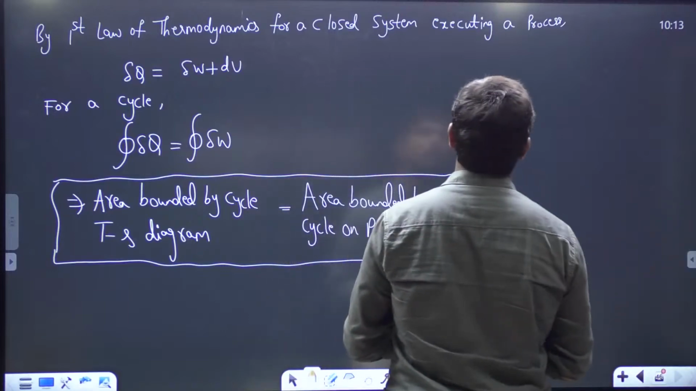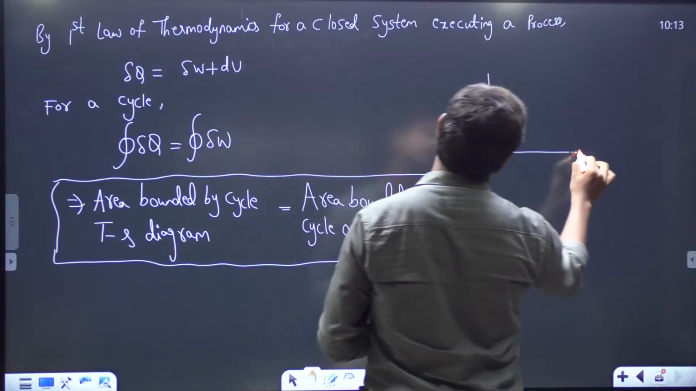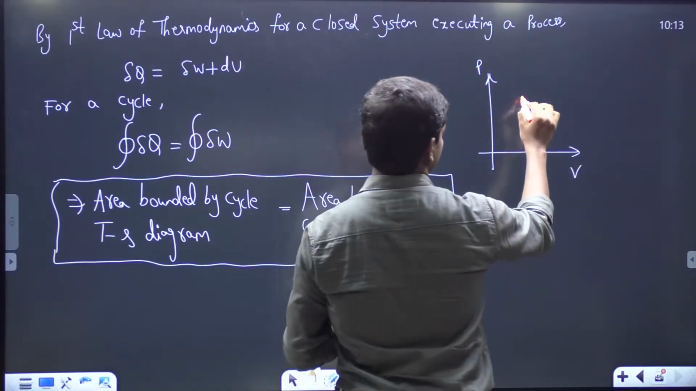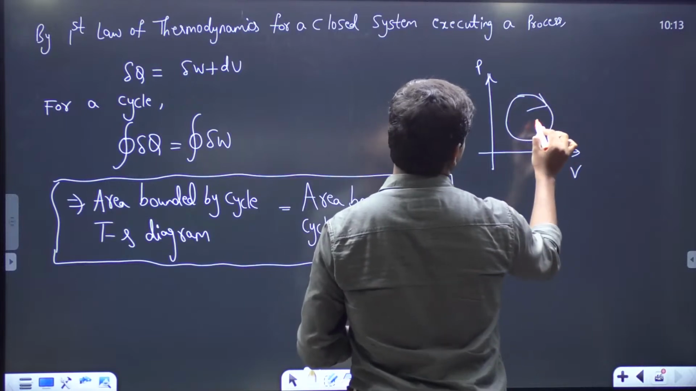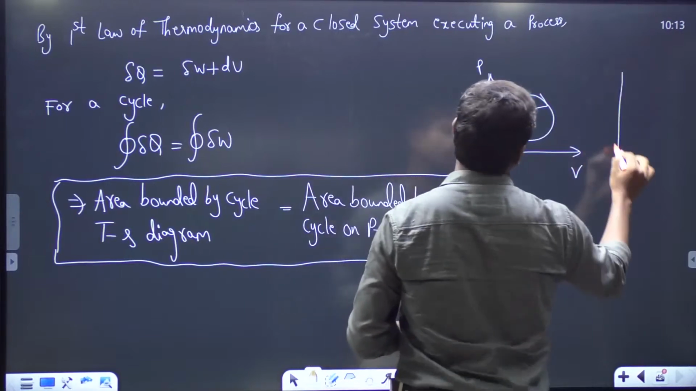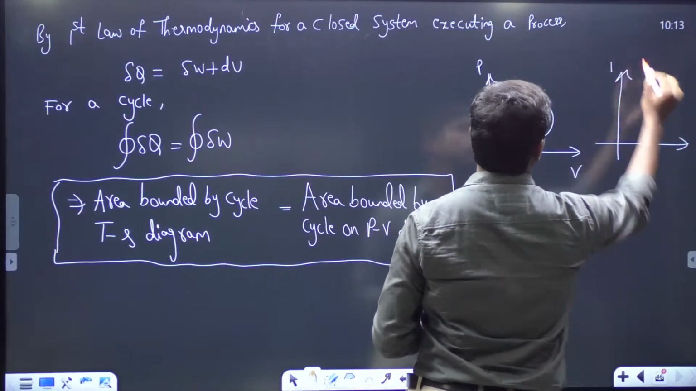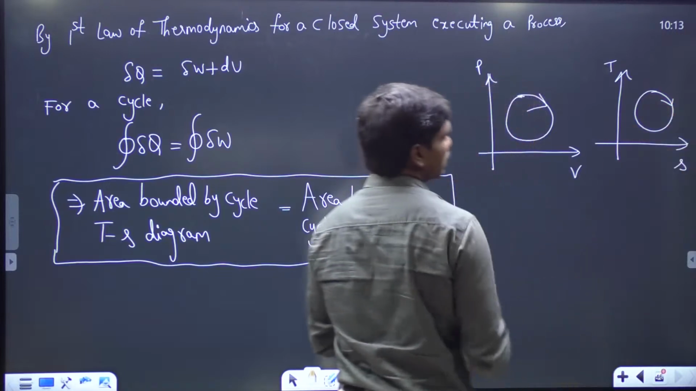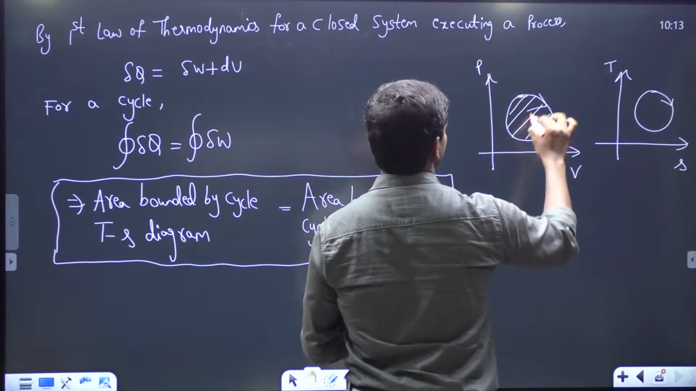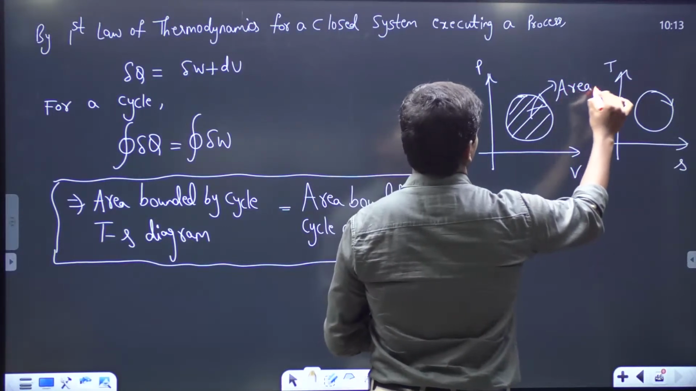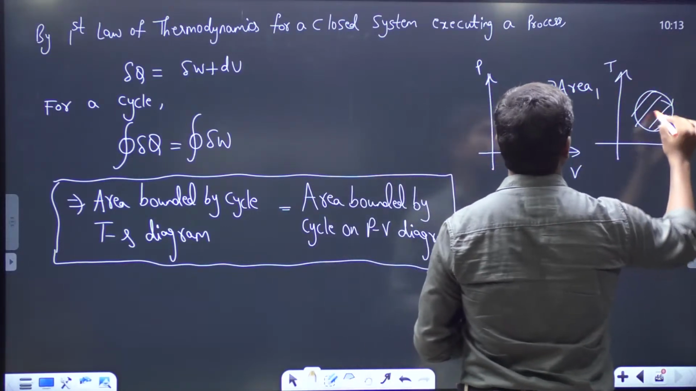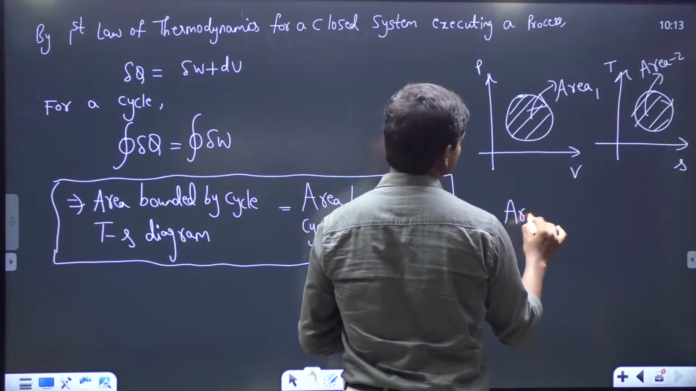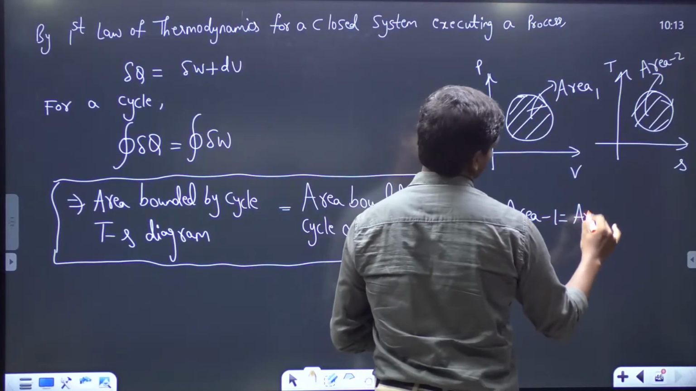So see here. Normally if you draw any cycles, there will be some GATE questions. Suppose there is some cycle on PV, something like this, which is a power producing cycle, then the TS curve also looks similar to this, such that if this is area 1 and this is area 2, then the relation between both the areas is area 1 is equal to area 2.